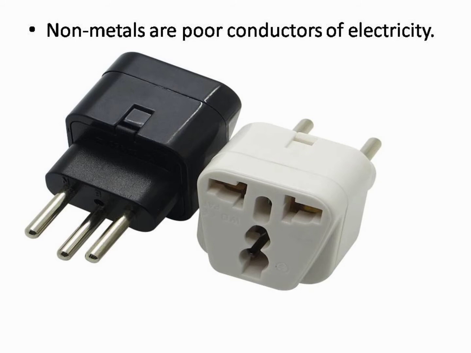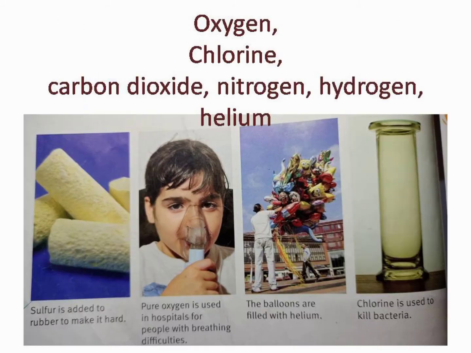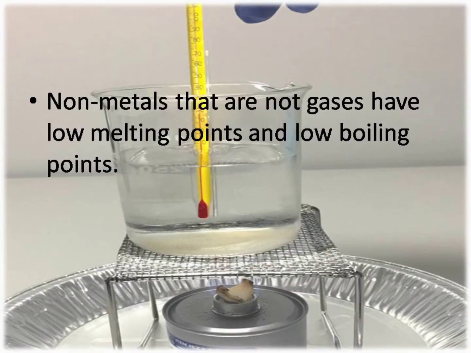They are poor conductors of electricity. This is the reason why they are used to make coverings for electrical cables and plugs. Many non-metals are gases such as oxygen, chlorine, carbon dioxide, nitrogen, hydrogen, helium, etc. Most non-metals that are not gases have low melting points and low boiling points.